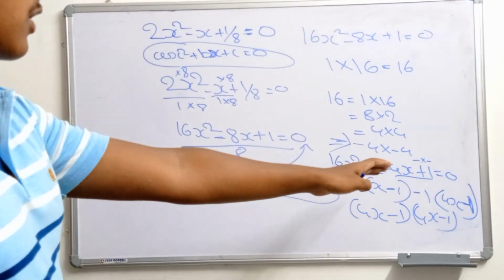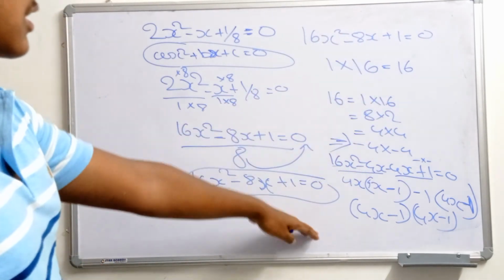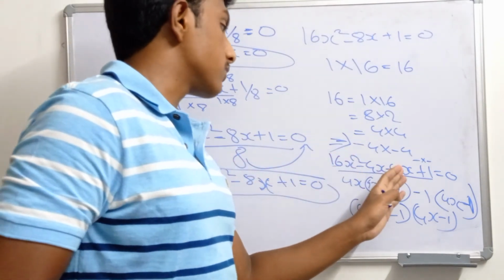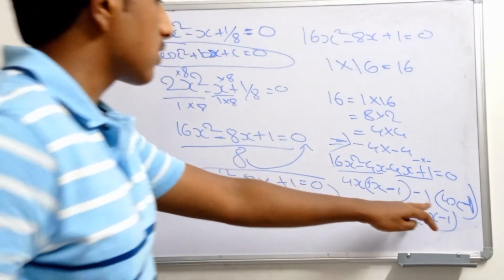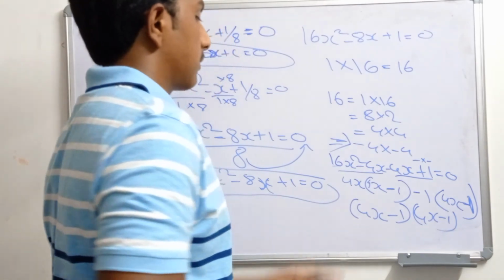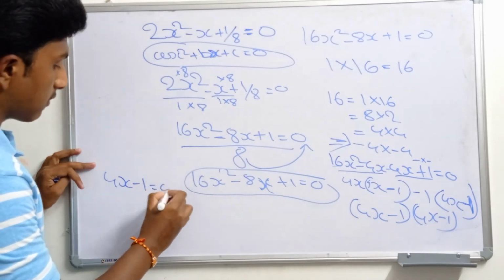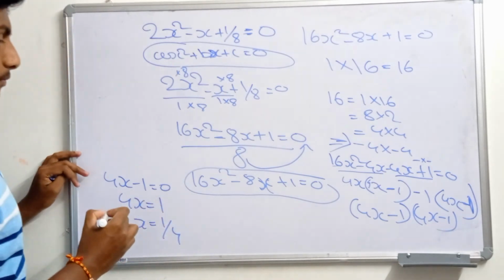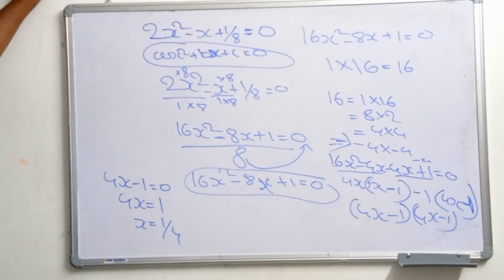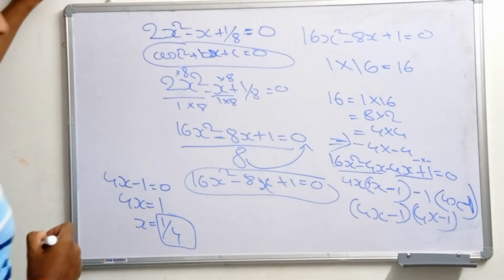16 is 8 into 2, or minus 4 into minus 4. Minus 4 into minus 4 is equal to 16. So minus 4x minus 4x gives minus 8x, plus 1, 16x square. Here I have taken 4x as common and here I have taken minus 1 as common. That is the reason. Here I am writing 4x minus 1 is equal to 0. 4x is equal to 1. x is equal to 1 by 4. Guys, am I clear? So that is the same for the other factor. You get the two roots as 1 by 4.